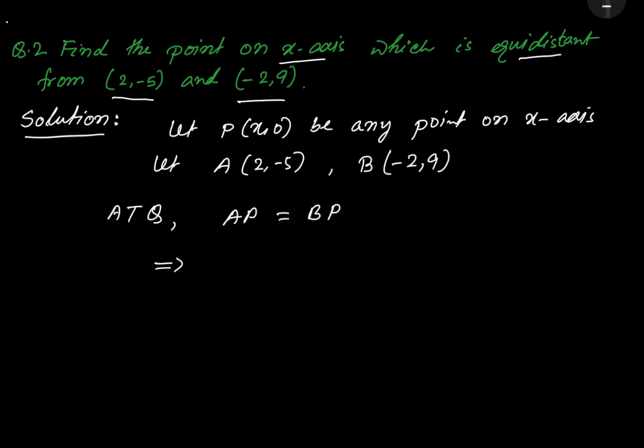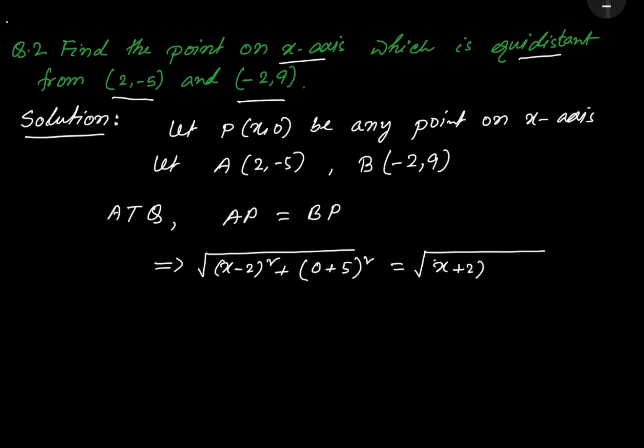Now AP distance find out. So it will be x2 minus x1. So x minus 2 whole square plus, here y2 is 0, minus 1 minus is there, so it will be plus 5 whole square. Similarly BP. So x2 is x only, and here x1 we can consider this is minus 2. So minus 1 is a plus 2 whole square plus 0 minus 9 whole square.